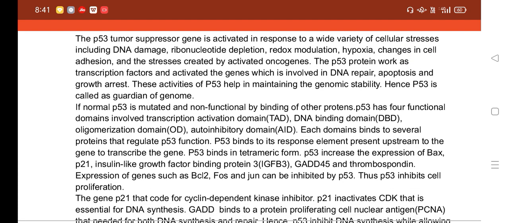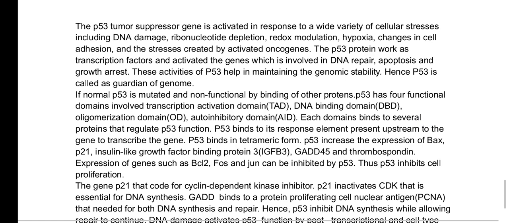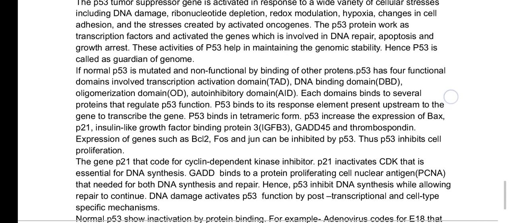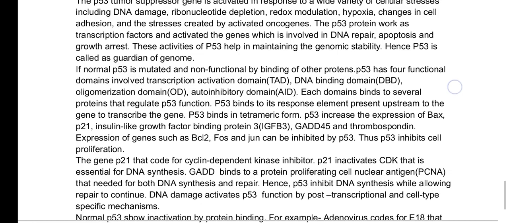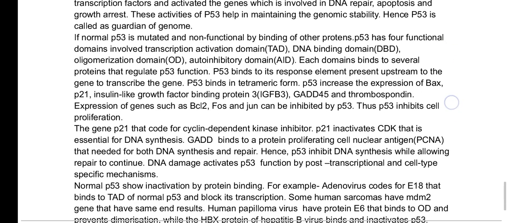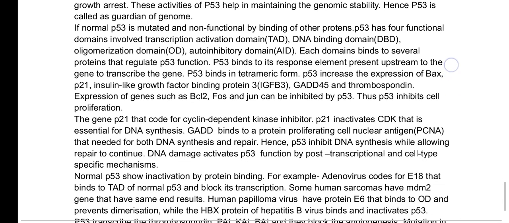The p53 tumor suppressor gene is activated in response to a wide variety of cellular stresses including DNA damage, ribonucleotide depletion, redox modulation, hypoxia, changes in cell adhesion, and stresses created by activated oncogenes. The p53 protein works as a transcription factor and activates genes that are involved in DNA repair, apoptosis, and growth arrest. These activities of p53 help in maintaining genomic stability, hence p53 is called the guardian of the genome.